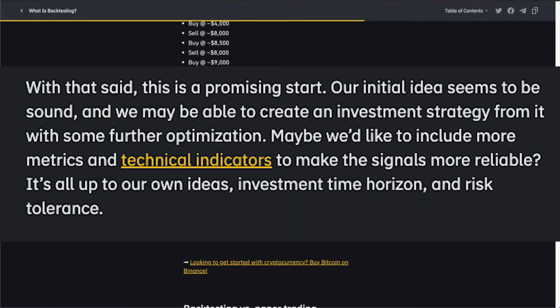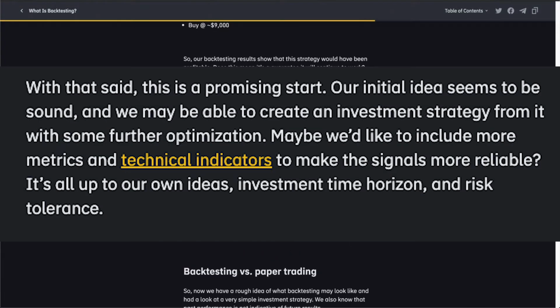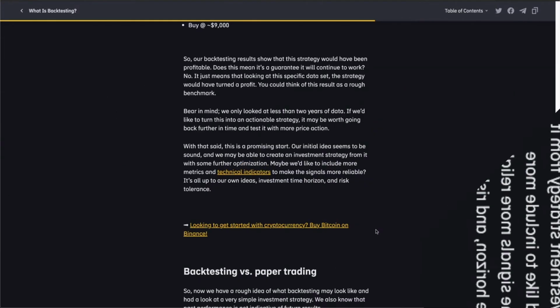Now, with that said, it is a promising start, and the initial idea seems to be pretty sound, and we may be able to create an investment strategy from it with some further optimization. Now, maybe we'd like to include more metrics and technical indicators to make the signals more reliable. It's really all up to you. It's all up to your own ideas, investment time horizon, and risk tolerance.